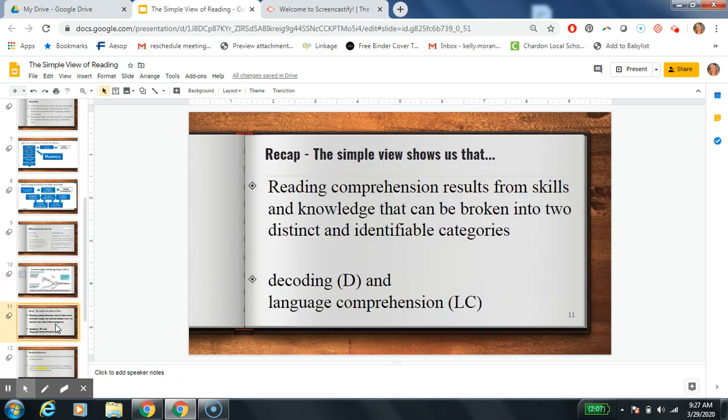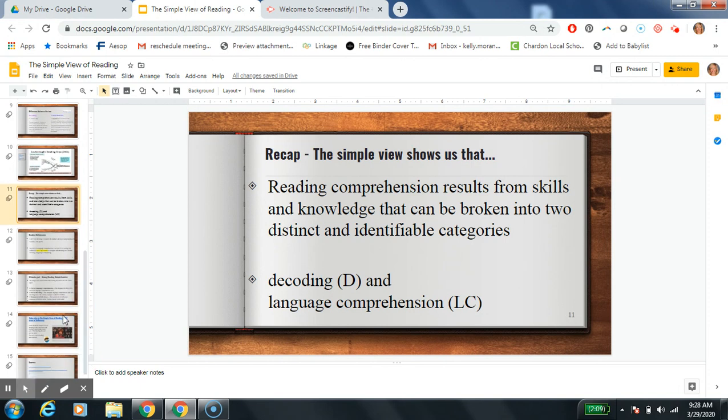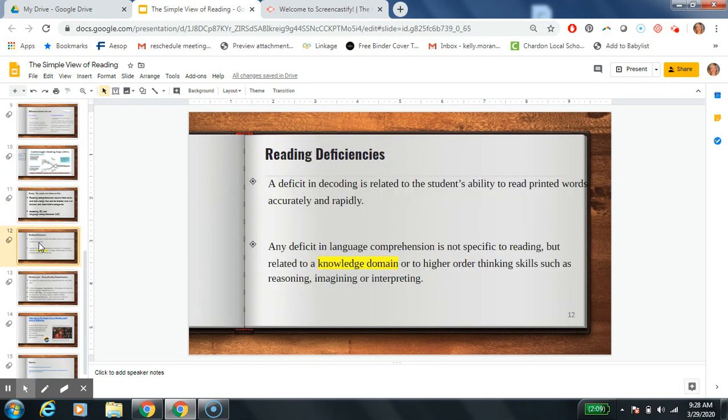So to recap, the simple view of reading shows us that reading comprehension results from skills and knowledge that can be broken into two distinct and identifiable categories: decoding and language comprehension. That's our big takeaway in understanding the simple view of reading. As reading teachers and as teachers of any subject area, we of course want to take note of when our students have deficiencies so that we can be strategic in getting them the help that they need.